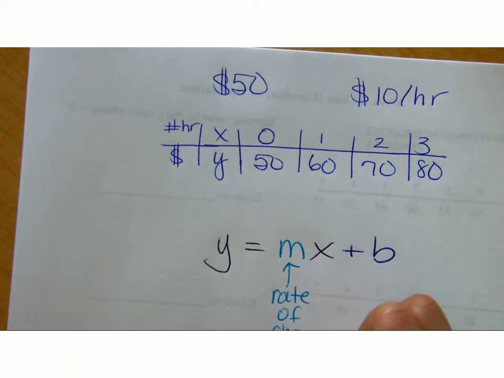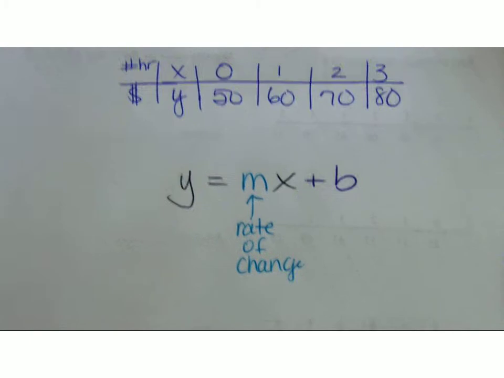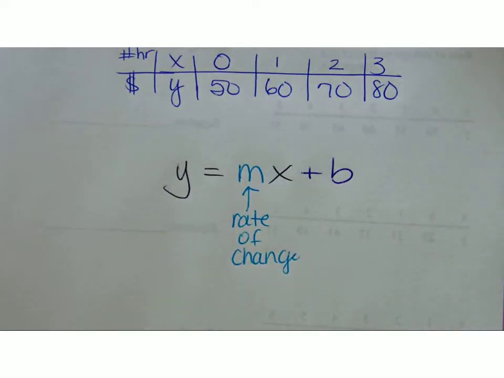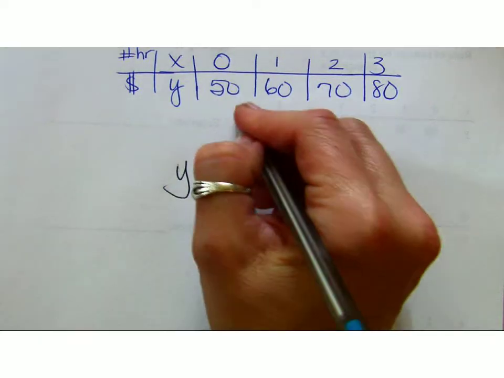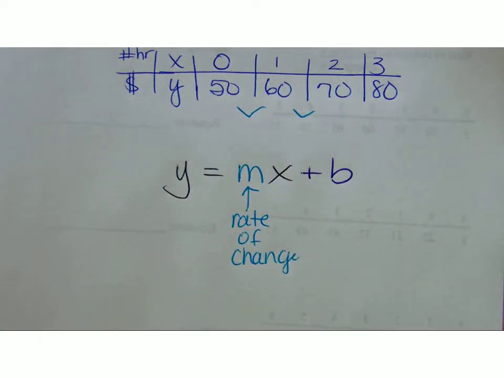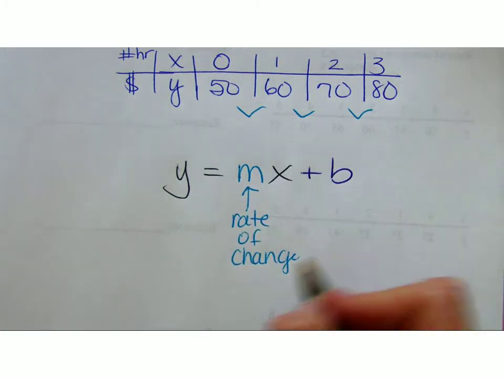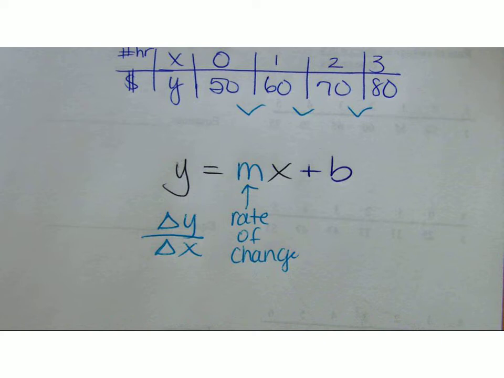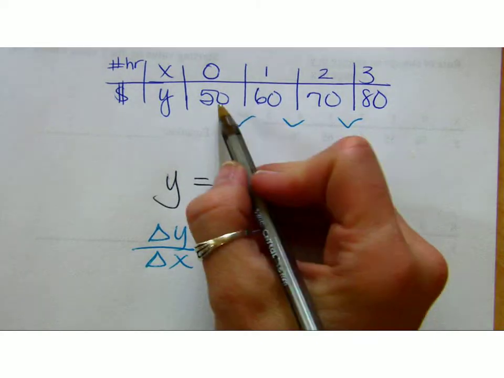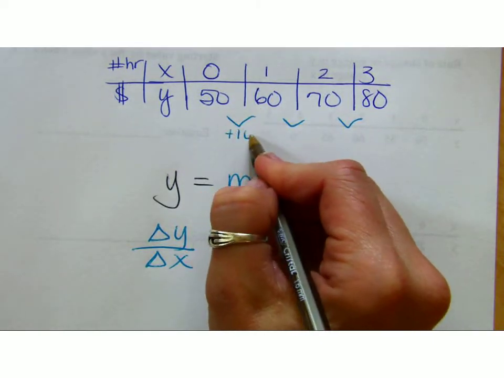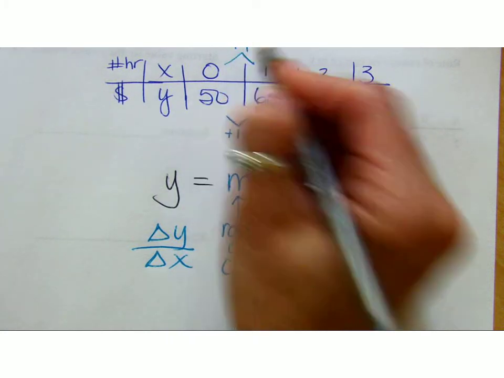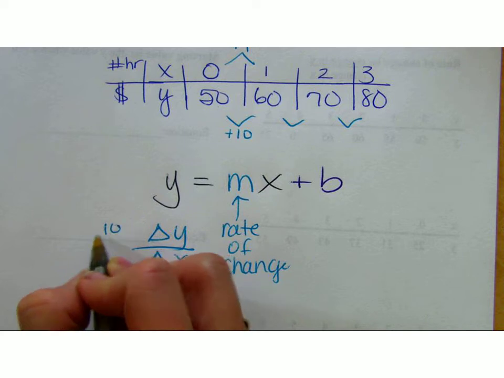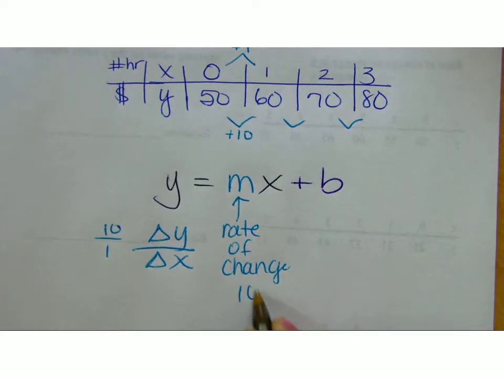We'll do this more later, but m is your rate of change. What's my change? My money is changing by 10, right? But watch. It's changing by delta y over delta x, right? How much is this going up by? 10 for every what that I make? For every 1 hour that I work. So 10 over 1 is 10, okay?